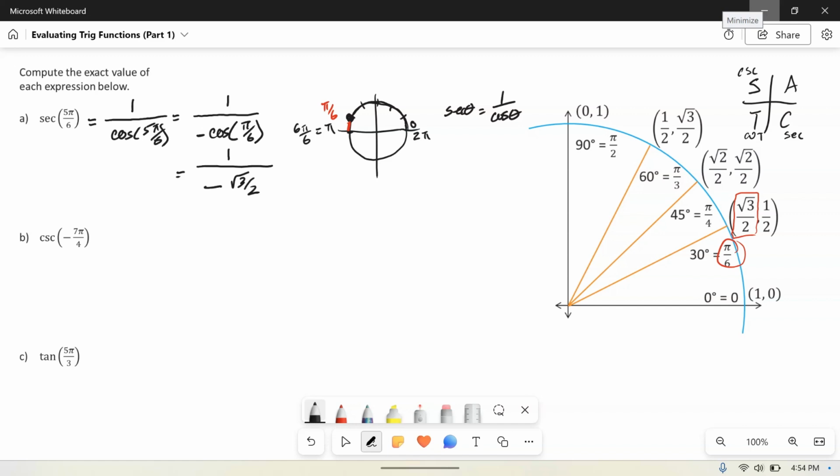And all that's really left from here is just to simplify that. So if we take a 1 and we divide it by a fraction, we can just flip the fraction around, right? You multiply by the reciprocal. So it turns out that the secant of 5 pi over 6 is equal to negative 2 over the square root of 3.